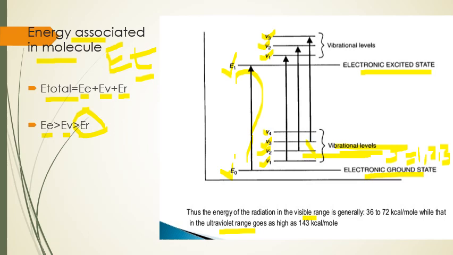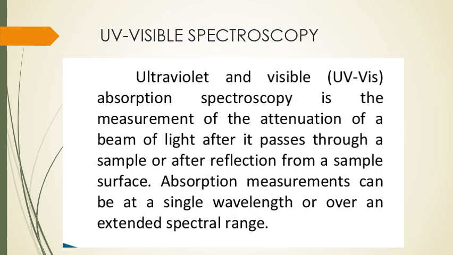So according to the energy given, which is absorbed by the molecule, the transition takes place under these levels, and on the basis of that the molecule gives the spectra. So as we understood the various energies associated with a molecule, now we see one of the important types of spectroscopy, which is UV visible spectroscopy.